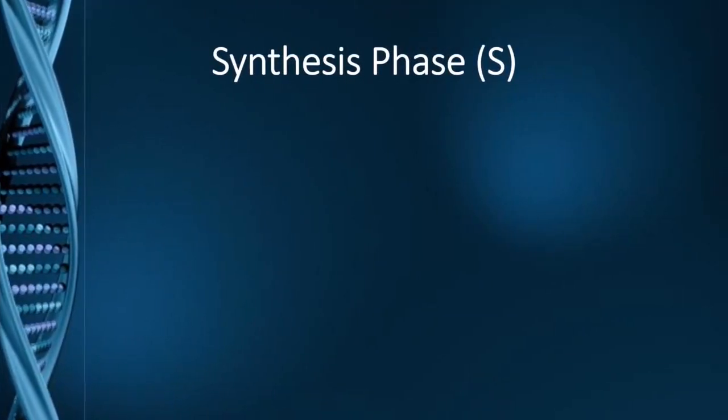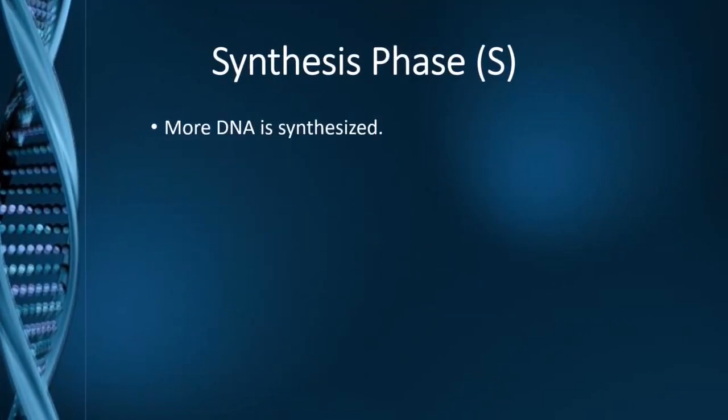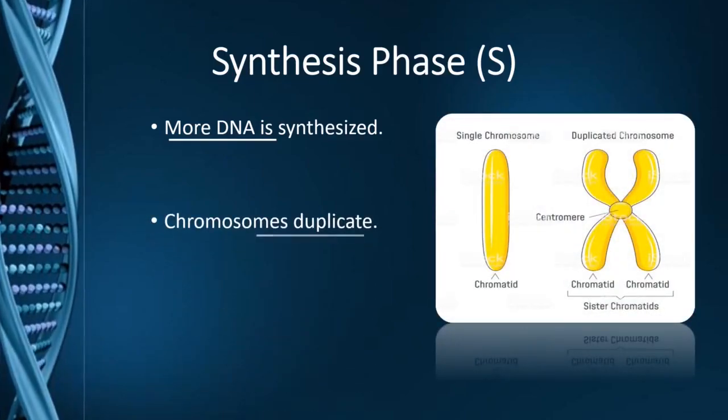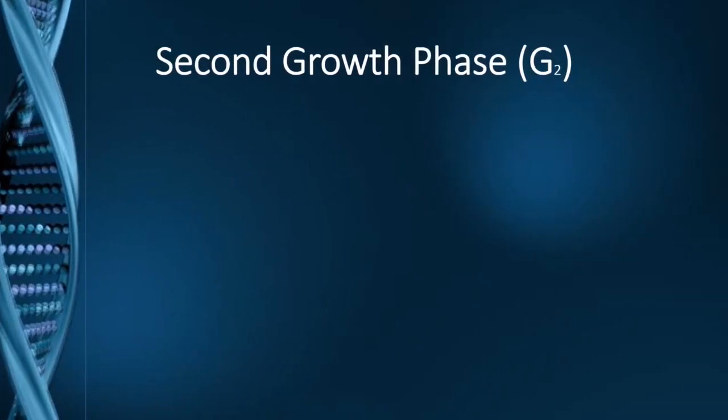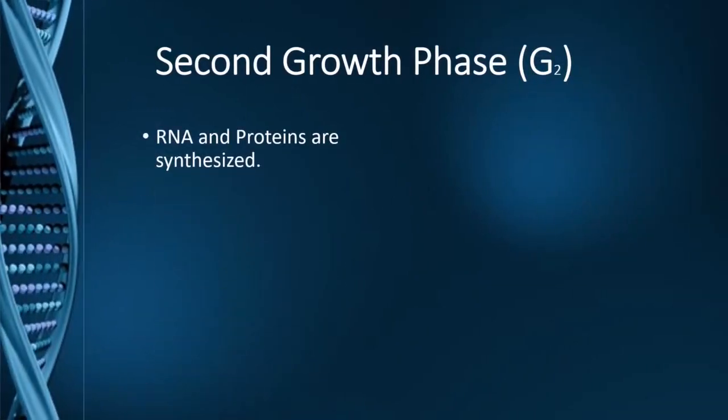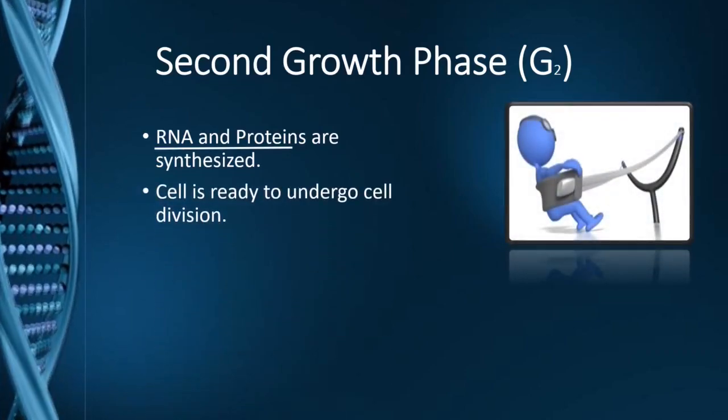Next phase is the synthesis phase. The cell has now entered this phase. In this phase, more DNA is synthesized and chromosomes will start to duplicate. They are going to make a copy of themselves so that after cell division, each cell has a copy of the genetic material. The last phase of interphase is the second growth phase, G2. In this phase, RNA and proteins are synthesized. The cell is now ready to undergo cell division.